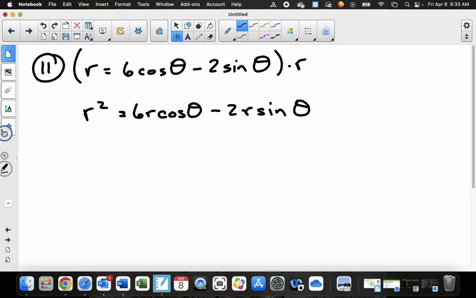Ooh. And now, by doing that, now I can make a bunch of substitutions. Take out the r squared, put in x squared plus y squared. Take out the r cosine theta, plug in an x. We got 6x. Take out the r sine theta, plug in a y, minus 2y.